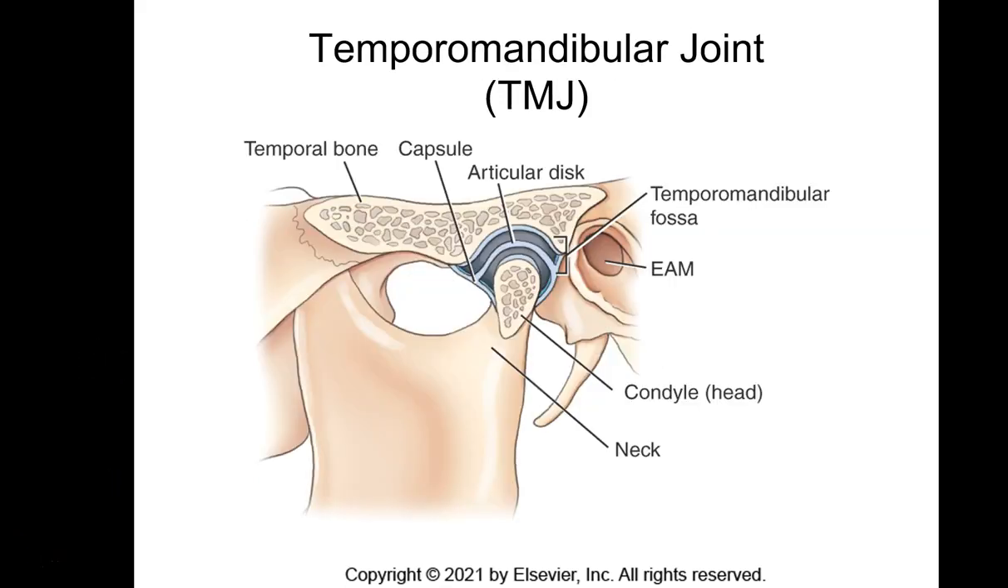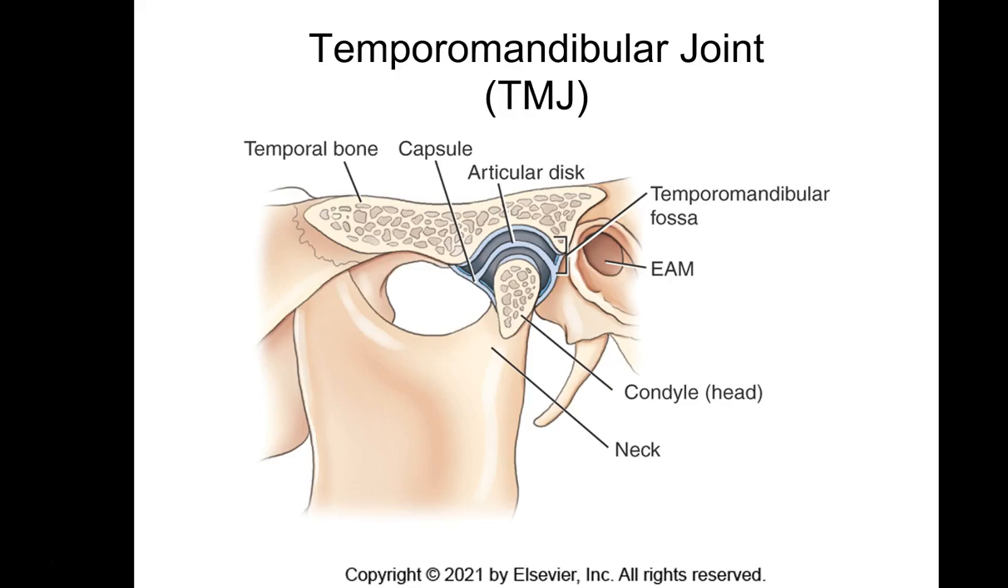Next, let's talk a little bit more about that TMJ joint. The TMJ is the only movable joint in the skull. Remember, the TMJ is formed by the condyle, or the head of the condyloid process of the mandible, as it fits into the temporomandibular fossa of the temporal bone. And the TMJ joint, as I said earlier, is located just anterior to the EAM.